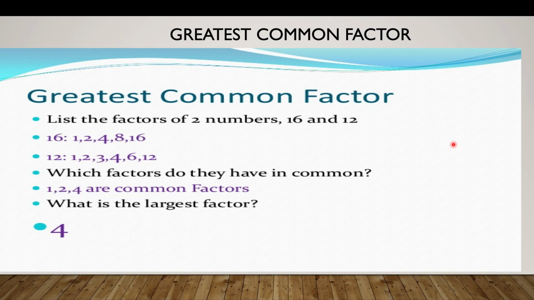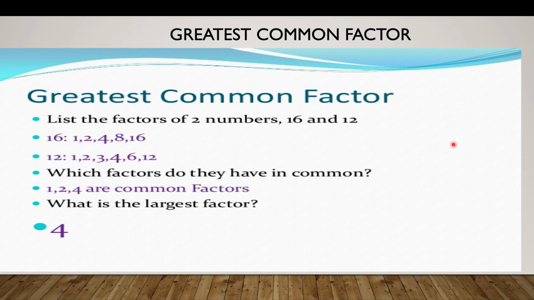For example, 16 and 12. For 16 we have 1, 2, 4, 8, and 16. Then for 12, we have 1, 2, 3, 4, 6, and 12. So 4 is the greatest common factor that those two numbers share, right?